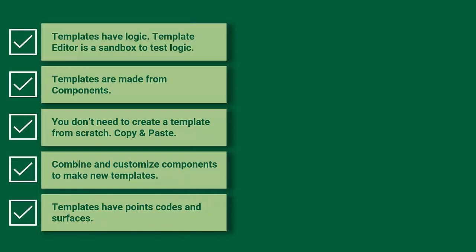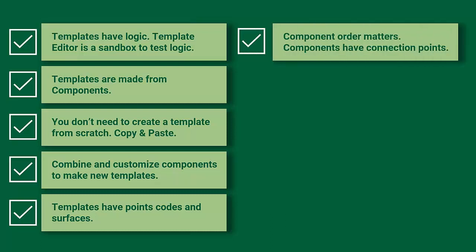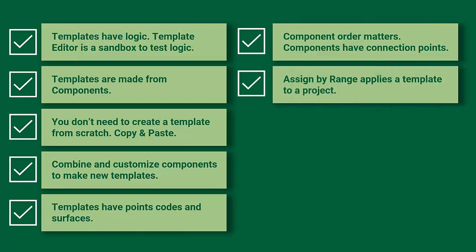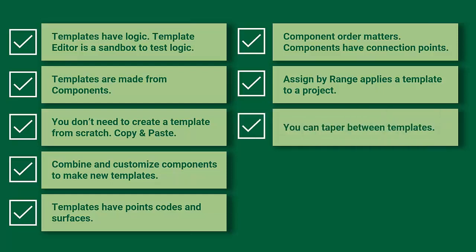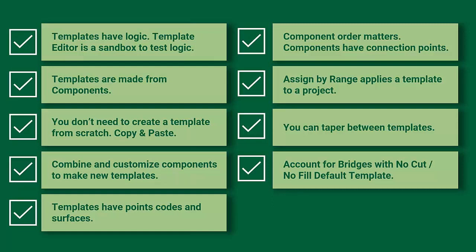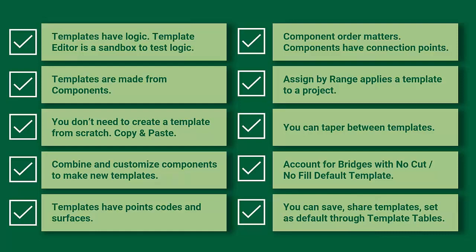Templates have point codes and surfaces. You can display and report these. Component order matters, and those components have adjustable connection points. You use the assign by range dialog to apply your template to a project. You can taper between templates, account for bridges with your no-cut, no-fill default template, and you can save, share templates, and set them as default through template tables.